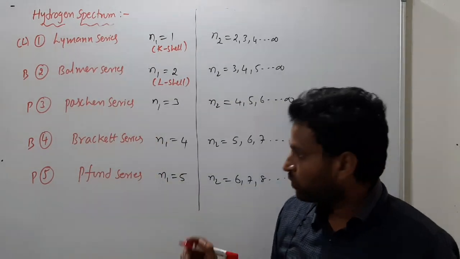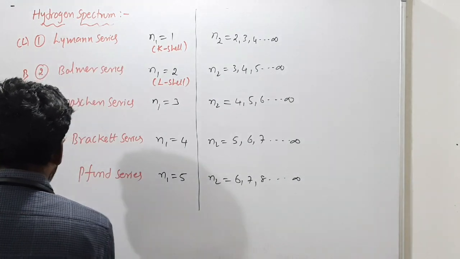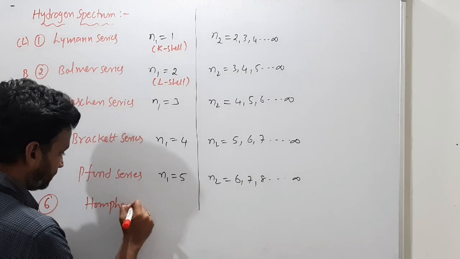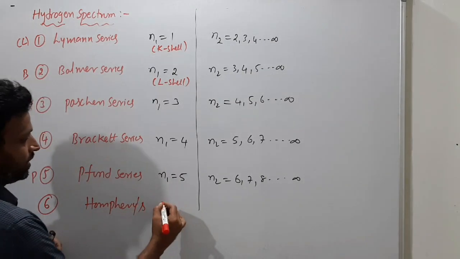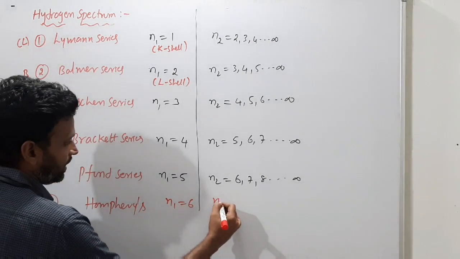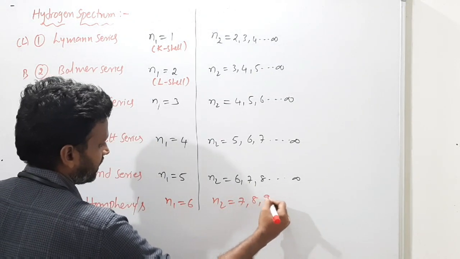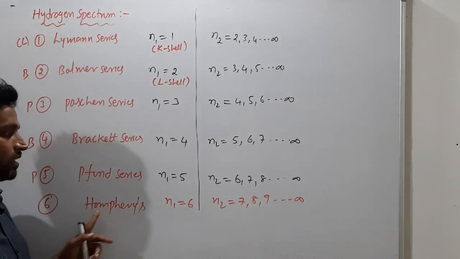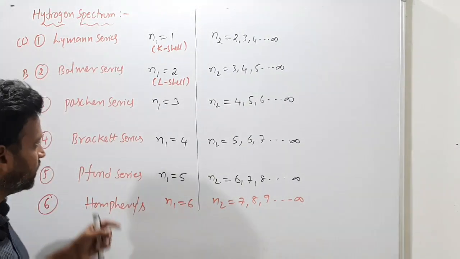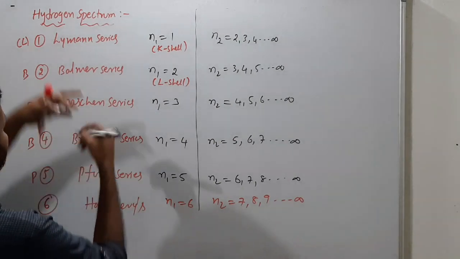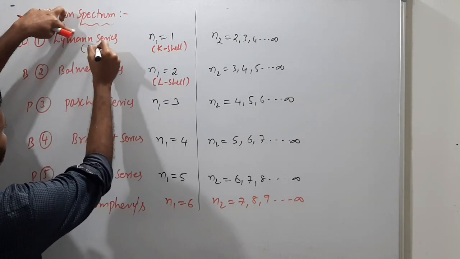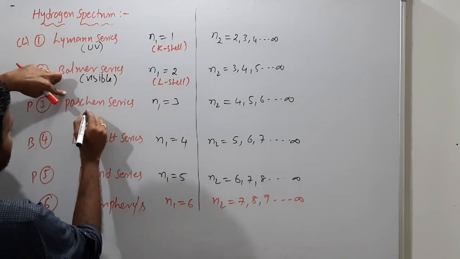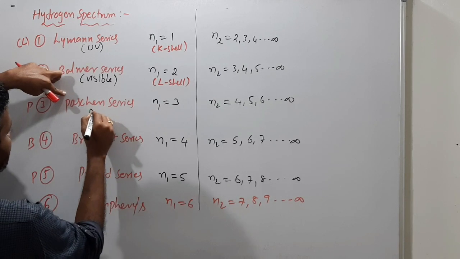Like this. One more scientist observed, that I will also write, that is Humphreys. Here n1 is 6 and n2 is 7, 8, 9 and so on. This is not in NCERT, so they won't ask it in the NEET exam. So simply remember all these things. Lyman observed in what region? UV region. Balmer observed in what region? Visible region. Paschen observed in what region? Near infrared.